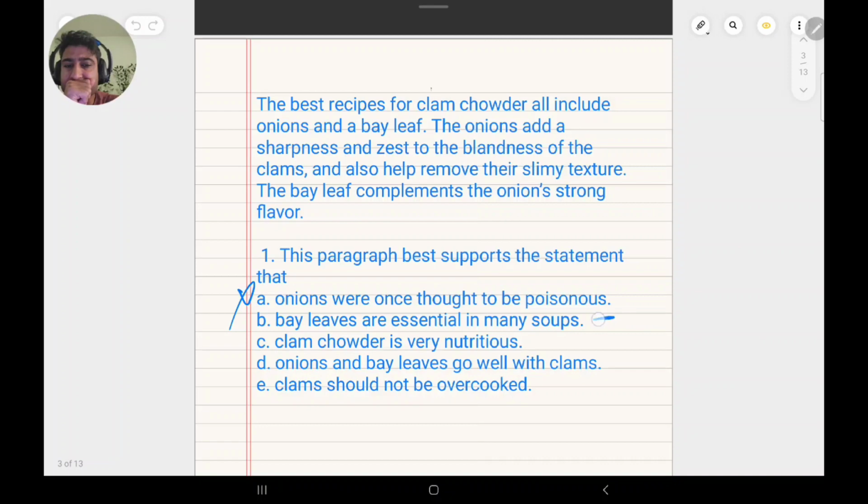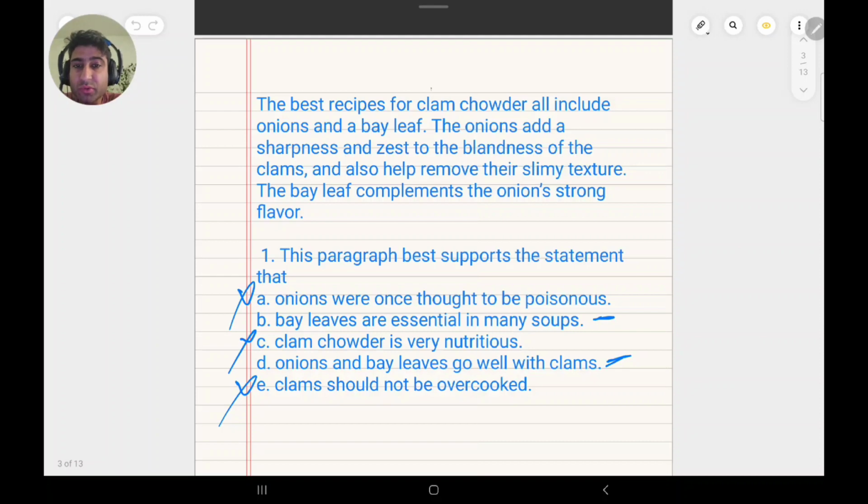Just keep it aside. Clam chowder is very nutritious. Nothing has been discussed about that. Onions and bay leaves go well with clams. Could be. Clams should not be overcooked. Nothing has been said about that. Now, there are two points. Bay leaves are essential in many soups. Onions and bay leaves go with the clams. The best recipe for clam chowder all include onions and bay leaf, right?